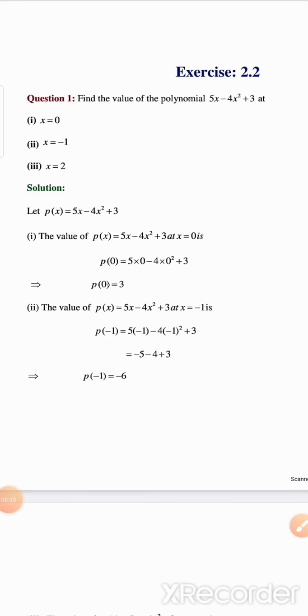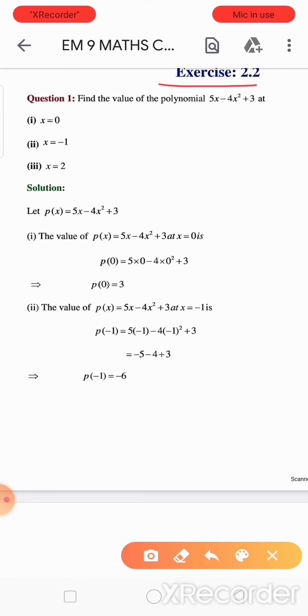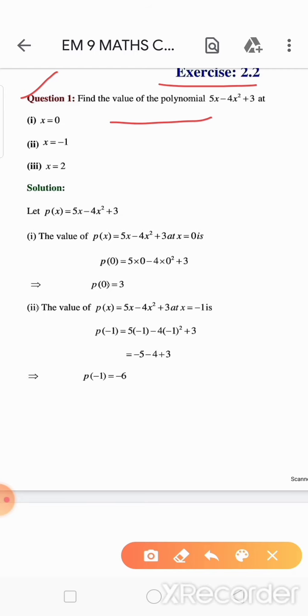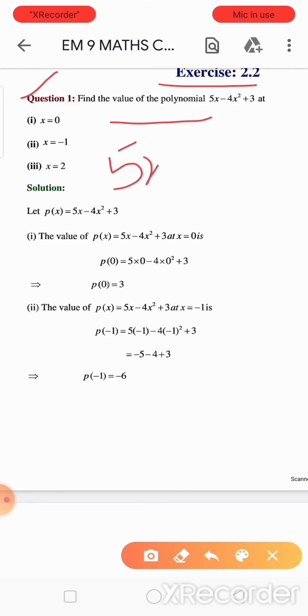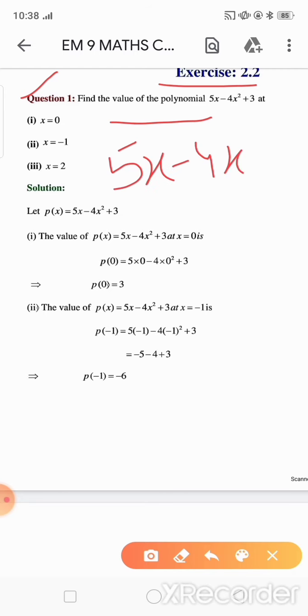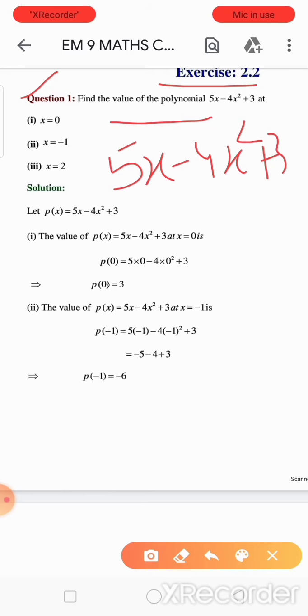Now we practice more sums. We start to solve the exercise sums. Our next exercise, exercise 2.2. In 2.2, question number 1 is to find the value of the polynomial. Our polynomial is given by 5x minus 4x square plus 3. The cases are given in the question, parts 1 to 3. For these we have to find the value of the polynomial.